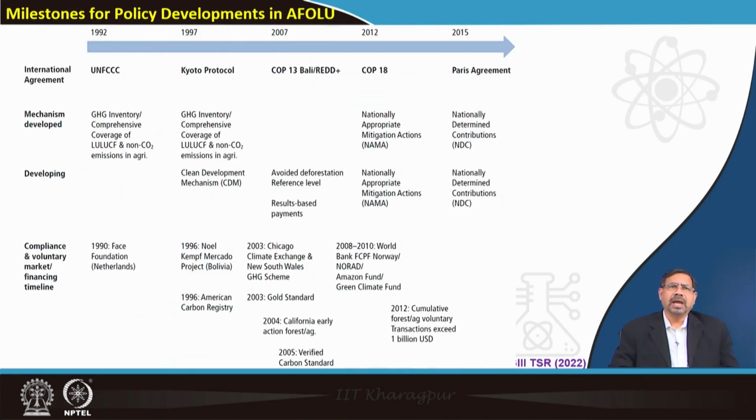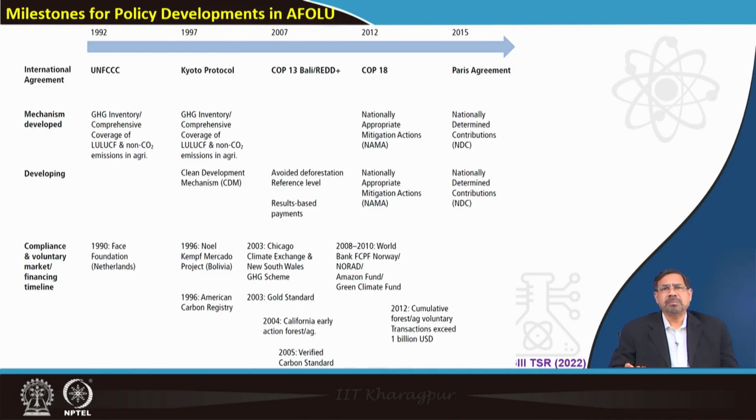And towards the end, what are the milestones in terms of policy development in the AFOLU sector? Starting from 1992, the most important one is the Paris Agreement in 2015. You can see 1992 UNFCCC, then the Kyoto Protocol in 1997, in 2007 the Bali COP 13, then COP 18 in 2012, and also the Paris Agreement. These are the different international agreements.